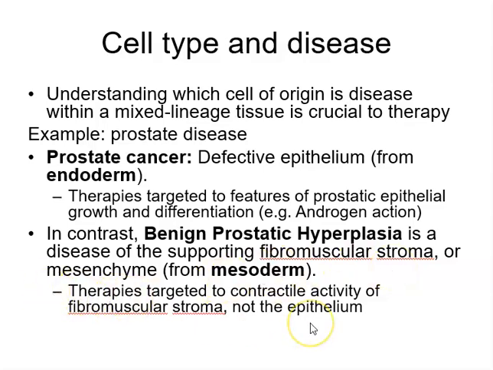Now, therapies directed towards benign prostatic hyperplasia often involve targeting this contractile activity of the fibromuscular stroma rather than the epithelium, because this is an overgrowth and overactivity of the fibromuscular stroma. So the drugs to treat benign prostatic hyperplasia treat these cells, the drugs to treat prostate cancer treat the epithelium.